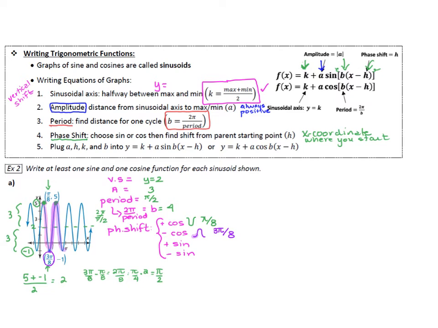Then the next one we have is a positive sine. Sine starts on the sinusoidal axis. If it's a positive sine, it goes up first and then ends. So your sinusoidal axis runs right through the middle.